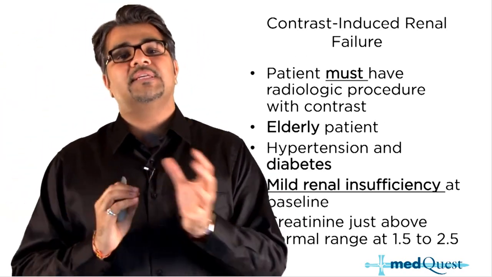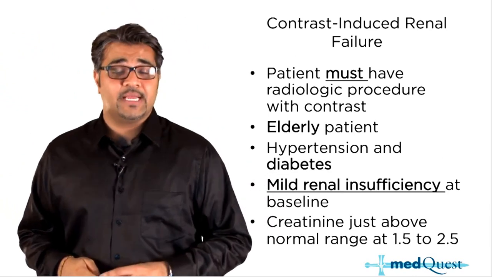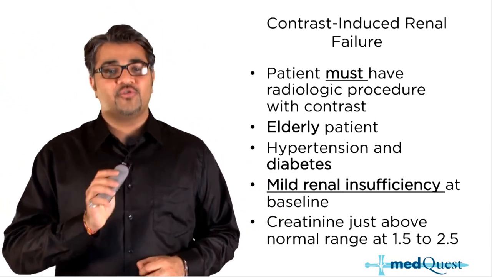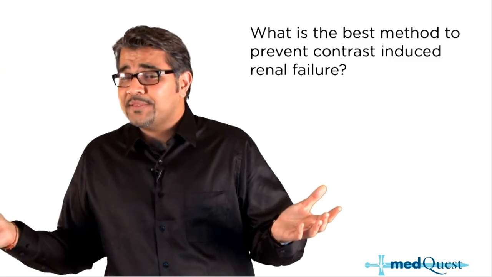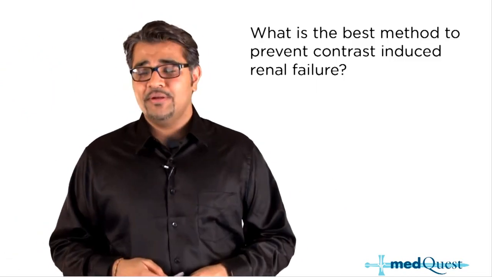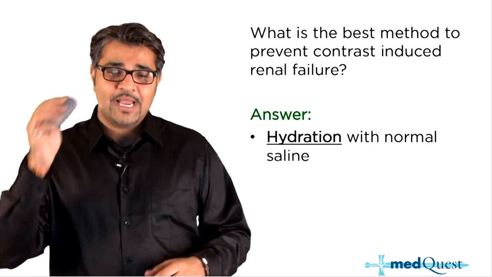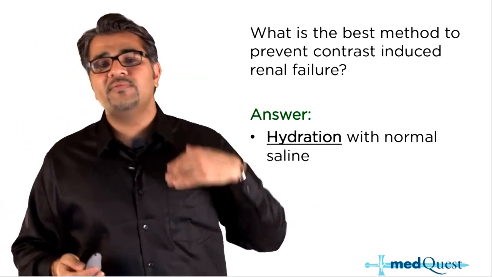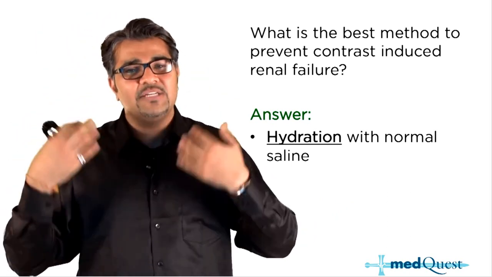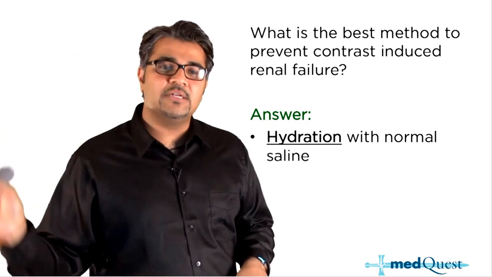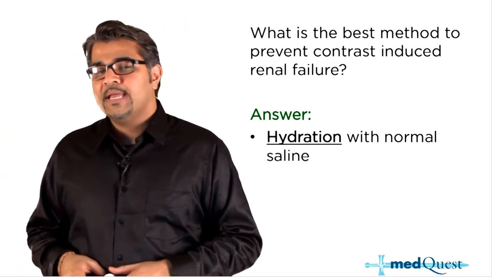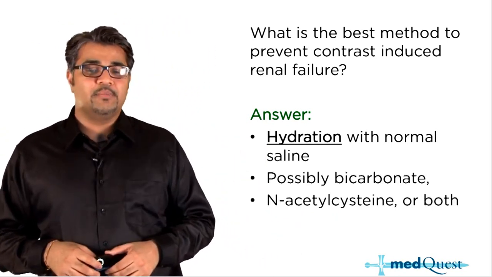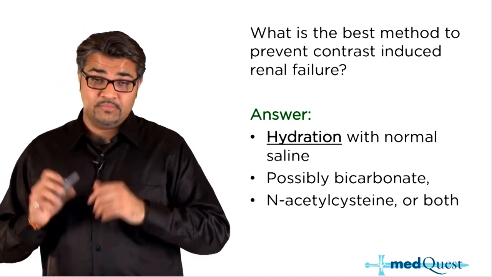All these things put together put you at risk for contrast-induced renal failure. So what's the best method to prevent contrast-induced renal failure? The answer? Hydration with normal saline. Yeah, just hydrate them before, hydrate them after, get that contrast, get those kidneys going, and the contrast will flow right out. In some patients, however, you might need to use bicarbonate, N-acetylcysteine, or even both.